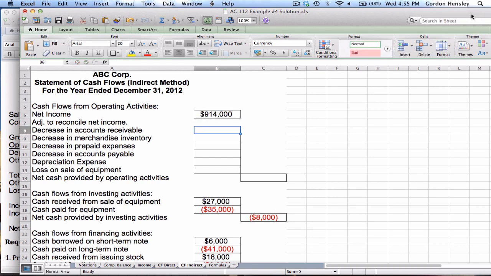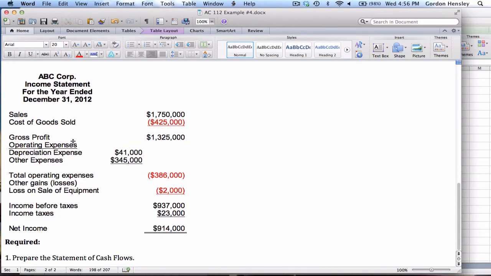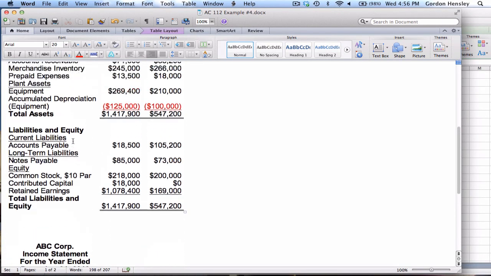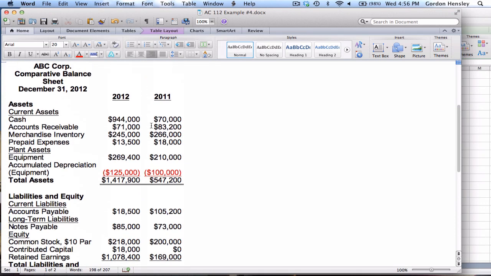And then I'm going to have a whole series of different adjustments that I'll have to make to the net income. Now look at what they're asking me for here. It says decrease in accounts receivable. I want to know how much did accounts receivable decrease during the year. Well, we've actually already looked that up once before, but we'll look for it again. Remember, my accounts receivable, that's on my balance sheet. It's right here. It was 83,200. It went down to 71,000. So it decreased, and it decreased $12,200.